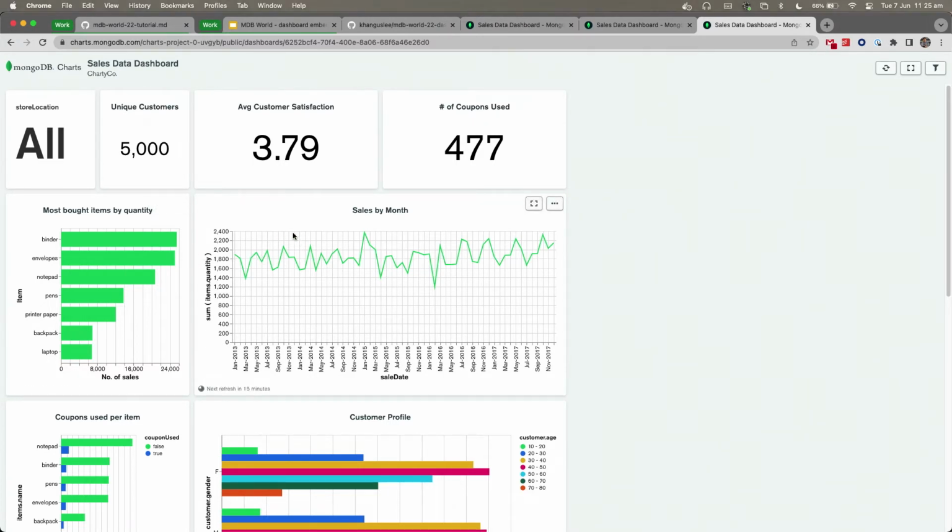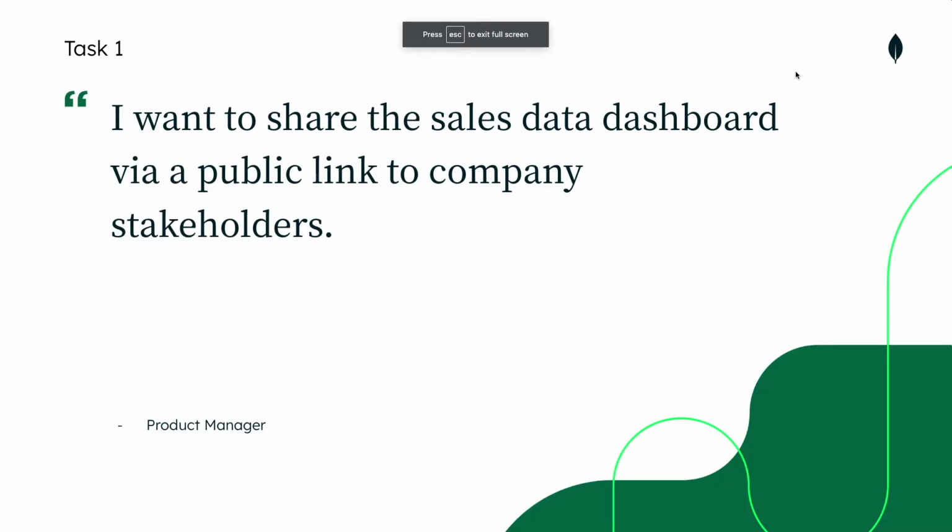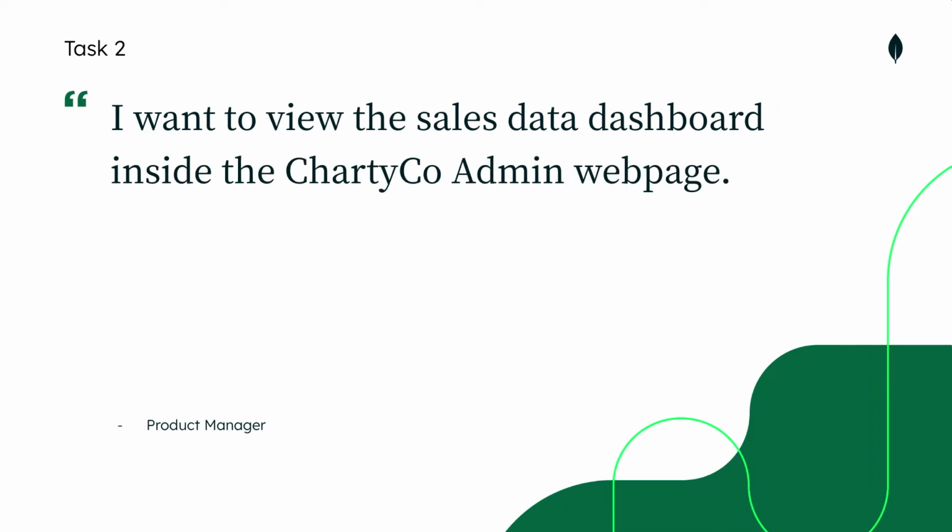So that's it. That's the first task. As your job at Chartico, you're feeling happy and proud. You go back to the product manager with this solution, I've got this public link that we can share to our company stakeholders, and the product manager is happy.